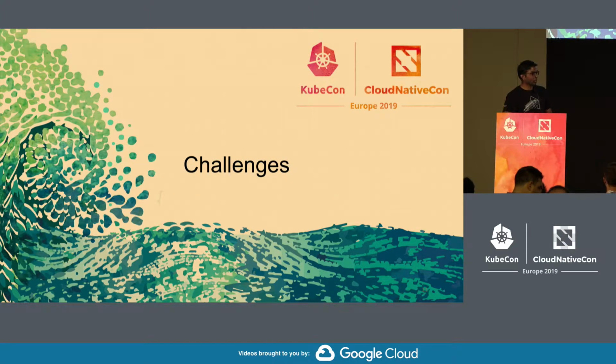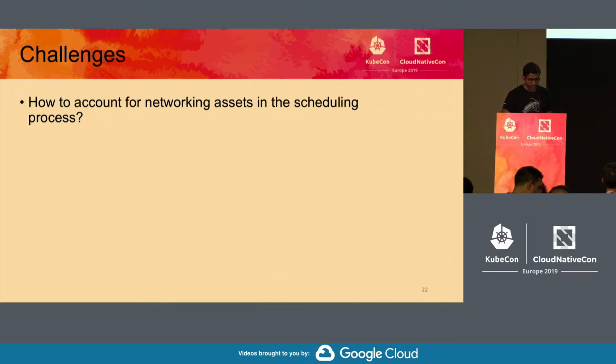Let's move on now to discuss some of the challenges we are planning to address. Typically, customers use VPCs to launch their workloads, and the VPCs can be simple or complex. VPCs can have public subnets, private subnets, or multiple CIDRs. One of the key challenges is how do you account for networking assets in the scheduling process? Kubernetes follows an IP per pod model, and with this at scale, how do you ensure that it happens?